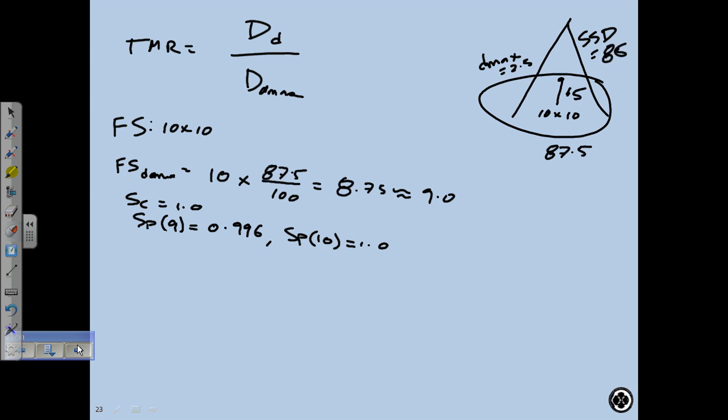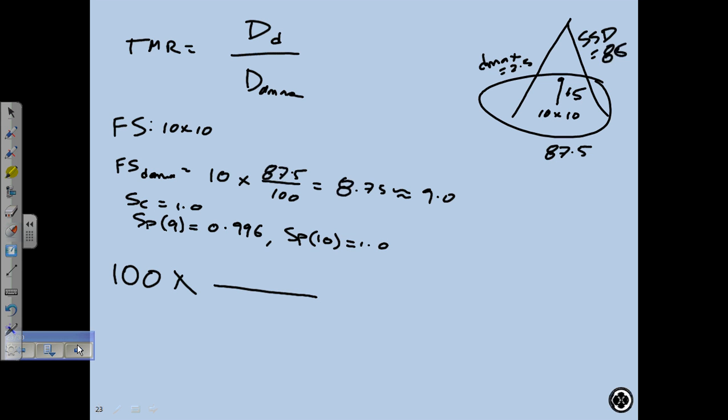So here's what we need to do. Our starting point is 100. So we need to take 100 times the ratio of TMRs, times the ratio of Sp's. Why don't we care about the ratio of Sc's? It'd be the same. Okay, correct. We don't need to change our column here. So we're only concerned about the ratio of Sp's. So we're going to take 100 times our ratio of TMRs.